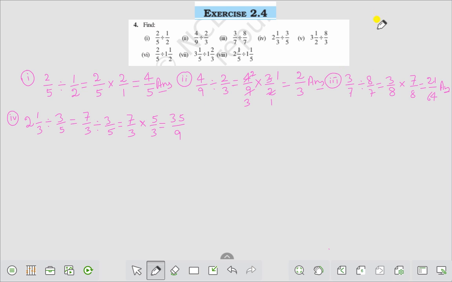Now divide 35 by 9. Divide 35 by 9. 3 nines are 27. Remainder 8. Therefore, it can be written as 3 whole 8 by 9. 8 by 9. This is the answer.